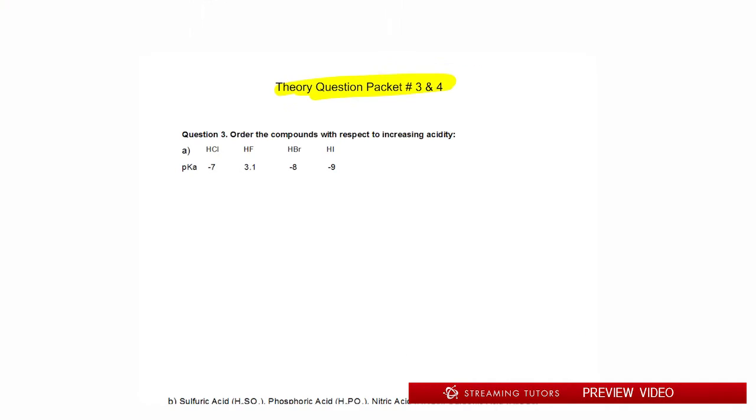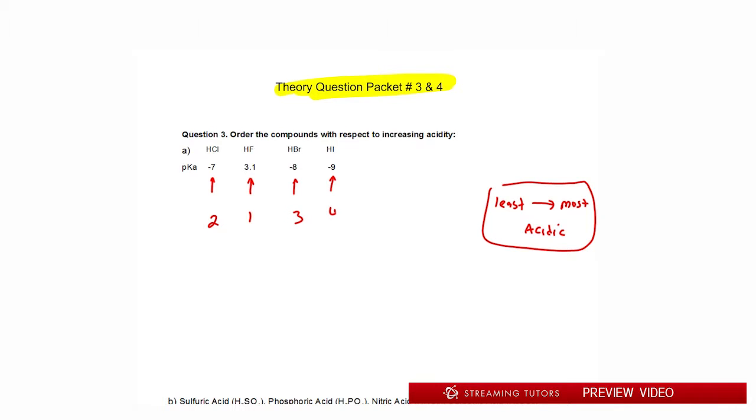So we know that the smaller the number, the more acidic for pKa. In our case, we have -9, which is the smallest number, -8, -7, and then 3, which is the largest number. In terms of increasing, we're going from least to most acidic. That's what it means to increase, right? So this is number 1, the least acidic, highest number. Then we have number 2, number 3, and number 4. So 4 is the most acidic, and 1 is the least acidic.